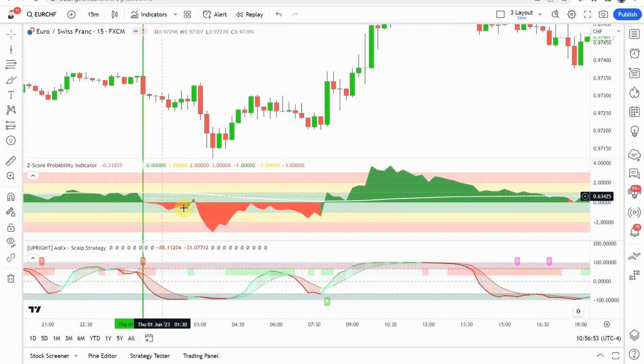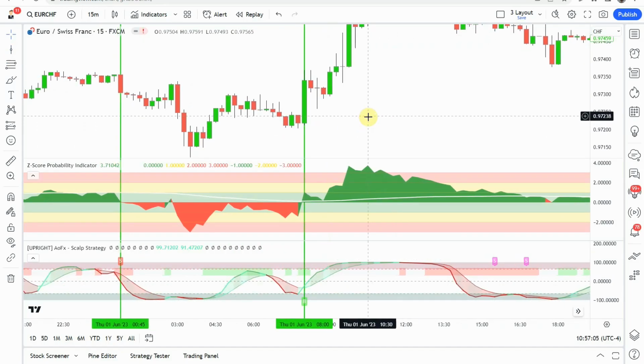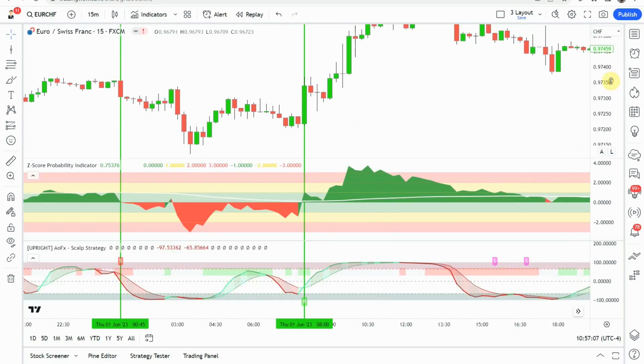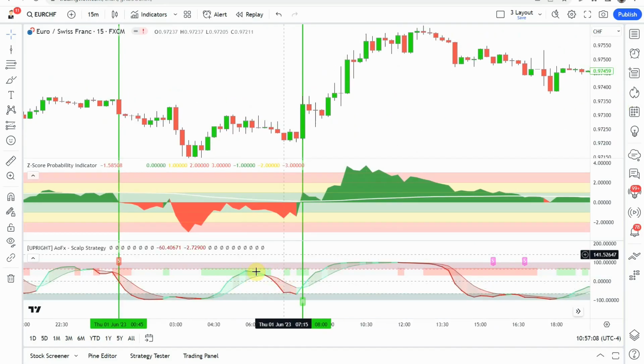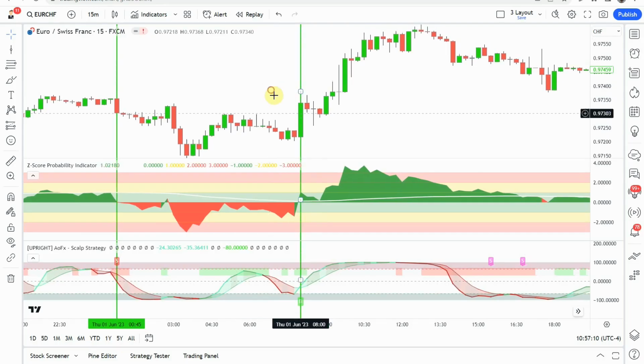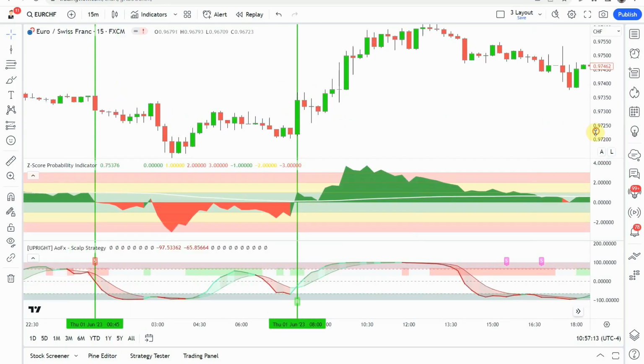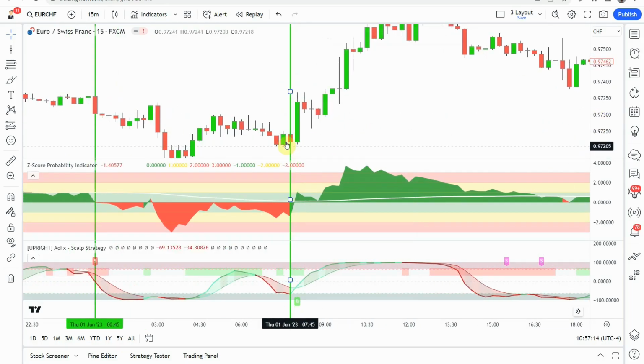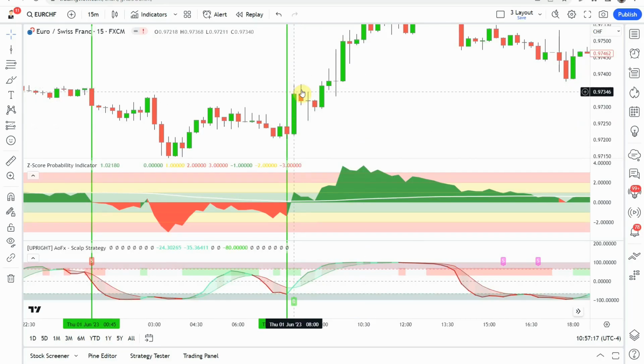And so now moving along, you can see that the Z-score spikes to the downside here. This time it gets all the way down into the red, and we track along here, and eventually right here we pick up the buy signal from the Academy of Forex indicator. And now in this particular case, let me move this out of the way. So you can see these wicks right here.